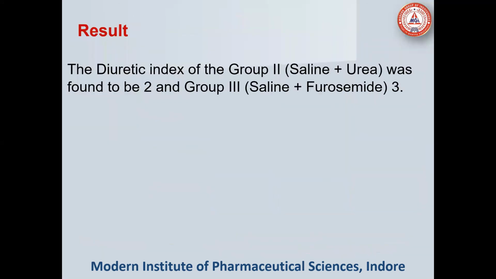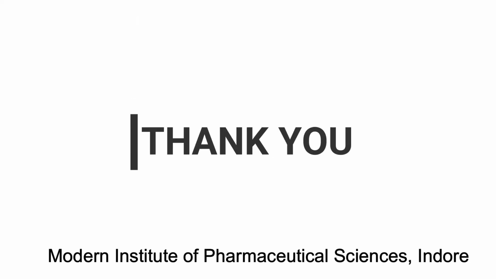On the basis of this, we can say the result is that the diuretic index of group second was found to be 2 and of group third it was found to be 3. So from this result and from this data we can conclude that furosemide is a more potent diuretic as compared to urea. Thank you very much.